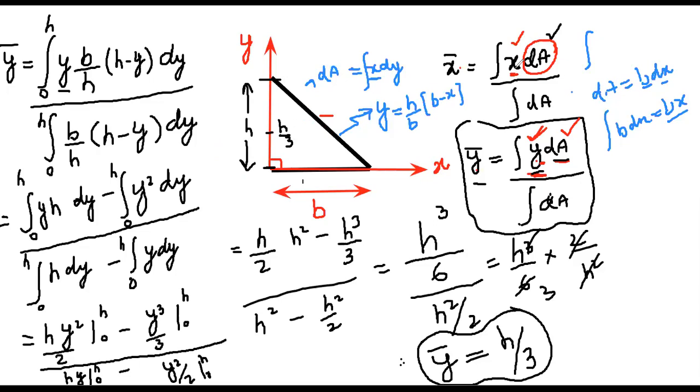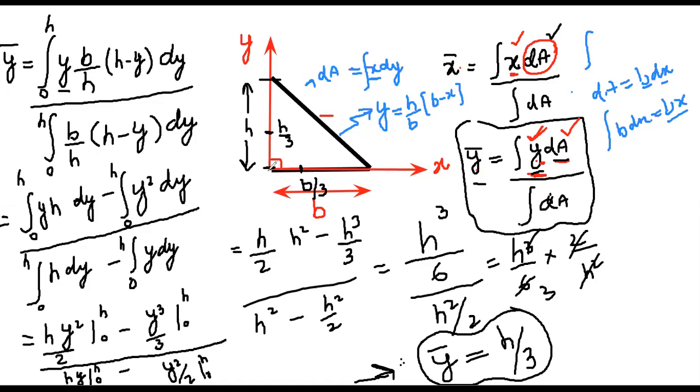Similarly, if you are asked to calculate the x coordinate of the centroid, the x coordinate of the centroid will also come out equal to b by 3, which you can prove yourself, that is left as homework to you. Now, from this we are getting that as far as the y coordinate of the centroid is concerned, the y coordinate of the centroid is at a distance h by 3 from the base.